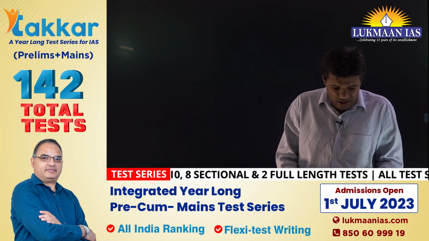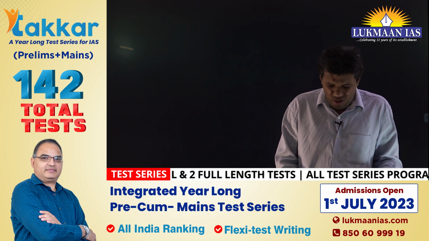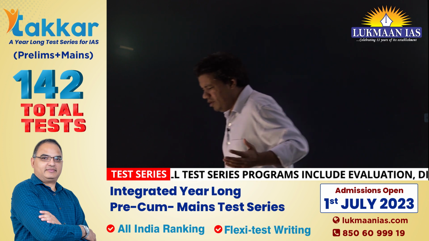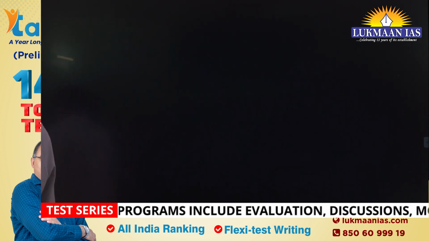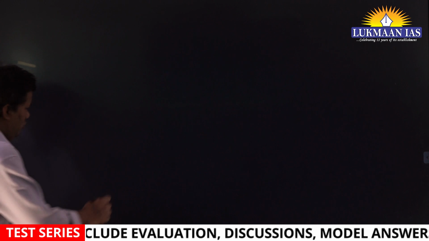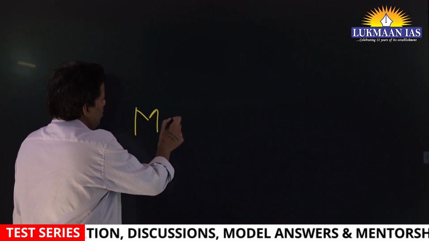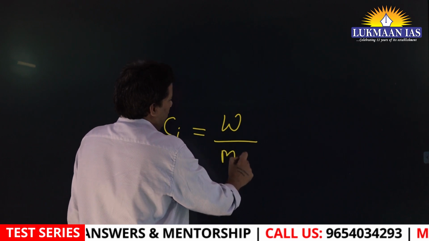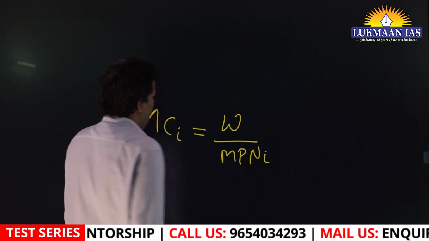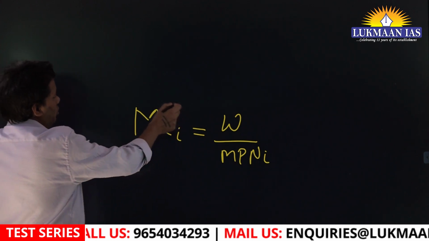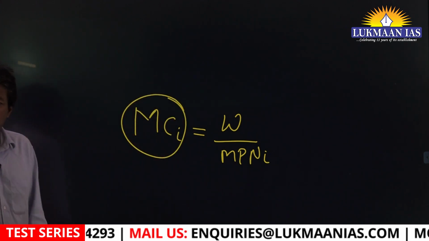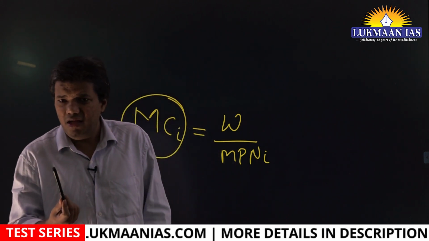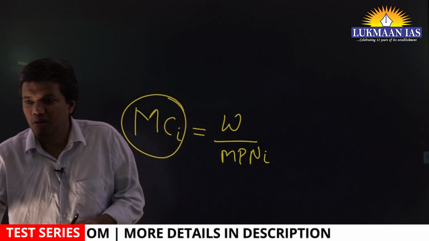Now, when you study economics, such topics you have to study rigorously, but there is one formula which you must know. This formula is W upon MPN, right? This is marginal cost. Marginal cost means simply, let's say a factory is producing stylus. If you produce one more stylus, what will be the cost?